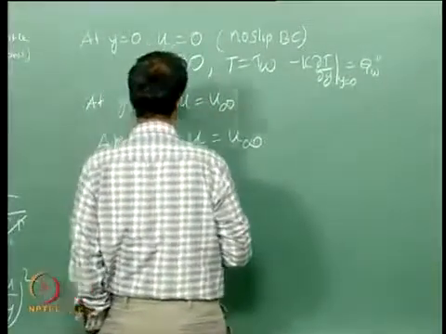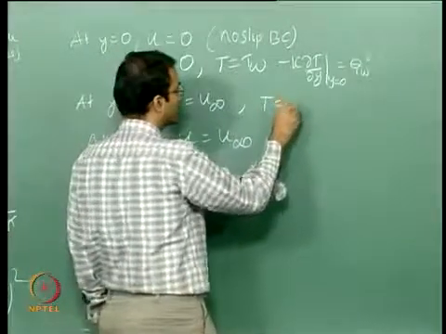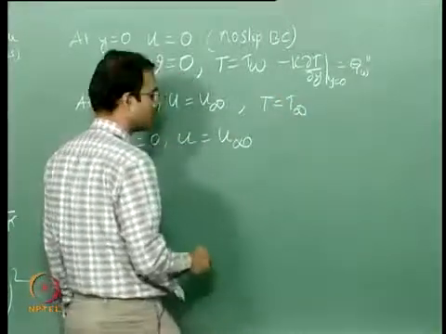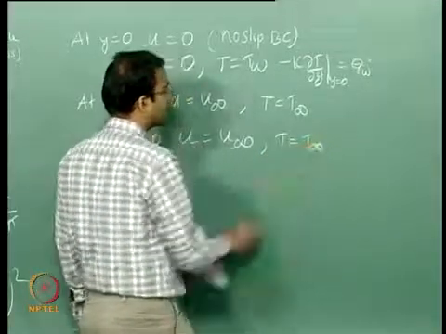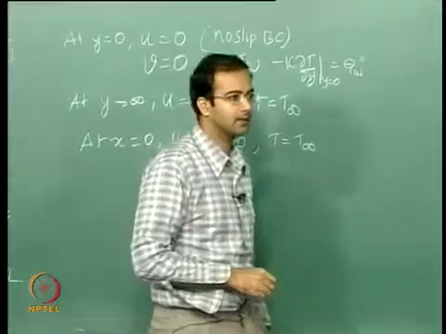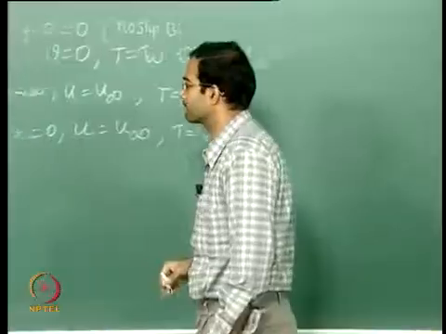How about at y going to infinity? T should be equal to T infinity, and at x equal to 0, T should be T infinity. So these are the required boundary conditions to solve the boundary layer equations, alright.